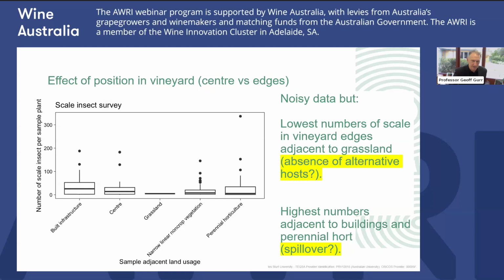And what I mean by this, it's the sheds and buildings. It can be cellar doors. And often these have landscape features, shrubs and trees and hedges and so on. And I think possibly what's happening here is that we've got relatively high numbers of scale insects in the vineyard borders adjacent to these land uses, reflecting a spillover. That is, that some of the plants in those areas could be harboring scale insects, which can easily move across into adjacent areas of the vineyards.